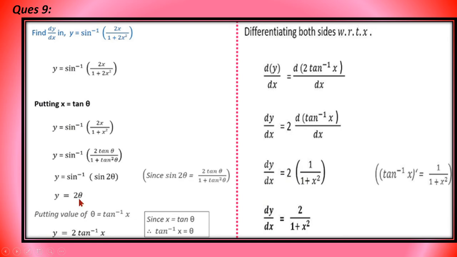Now what can we do? We can put the value of theta back. X equal to tan theta, so theta is equal to tan inverse x, right? So 2 is constant. Now differentiate on both sides. Students, every time, if you can solve and simplify first before differentiating, that would always be better. So now we have simplified. Now it's better to differentiate at this step.